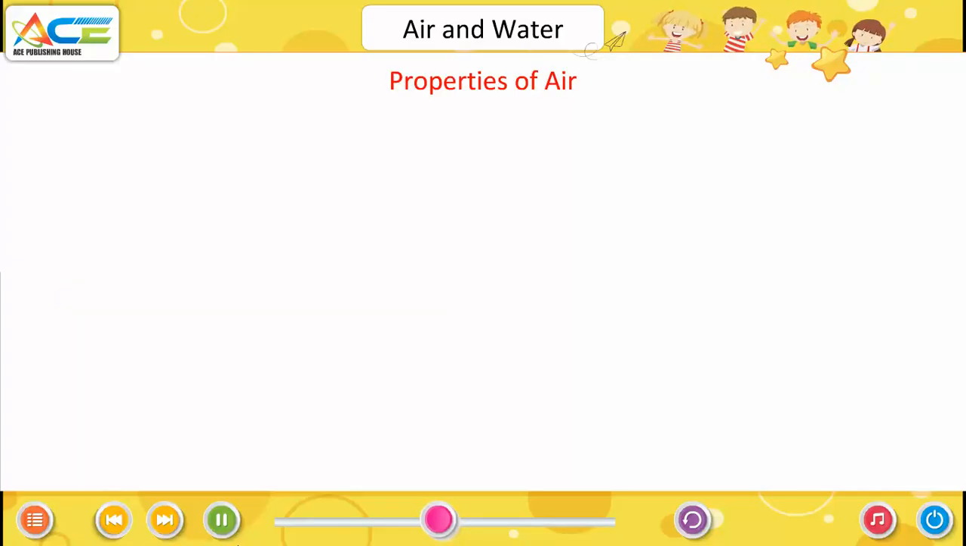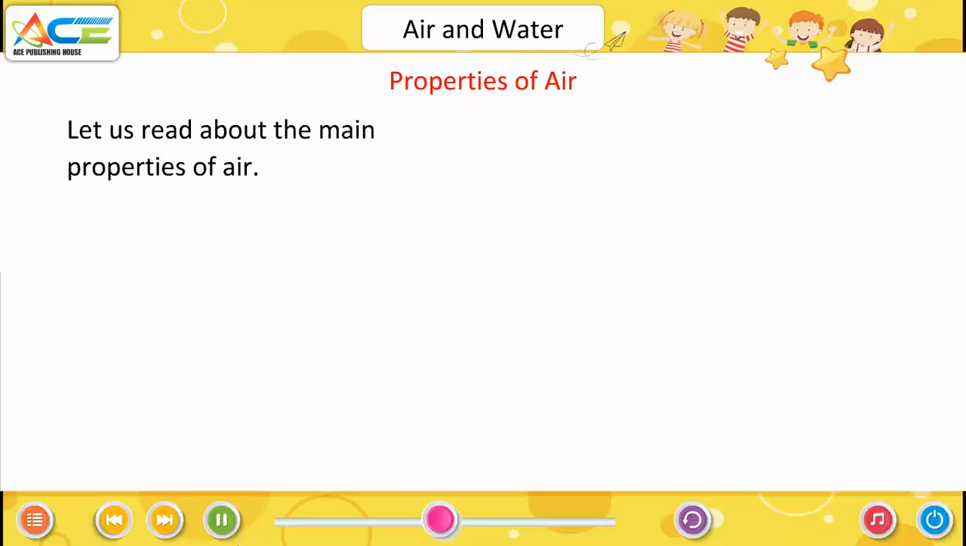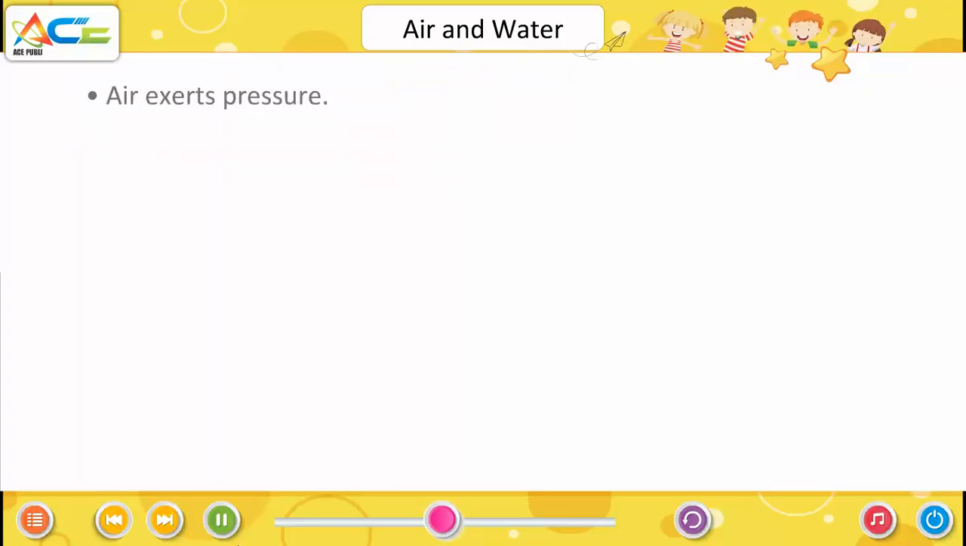Properties of air. Let us read about the main properties of air. Air is needed for burning. Activity. Fix 3 candles on the table and light them. Cover the second and third candle with glass jars. The glass jar on the third candle should be bigger than the one over the second. The first candle keeps burning. The second candle blows off first and then the third one.